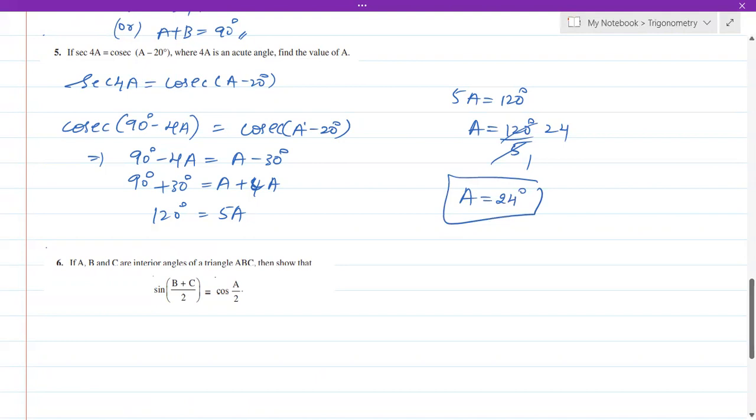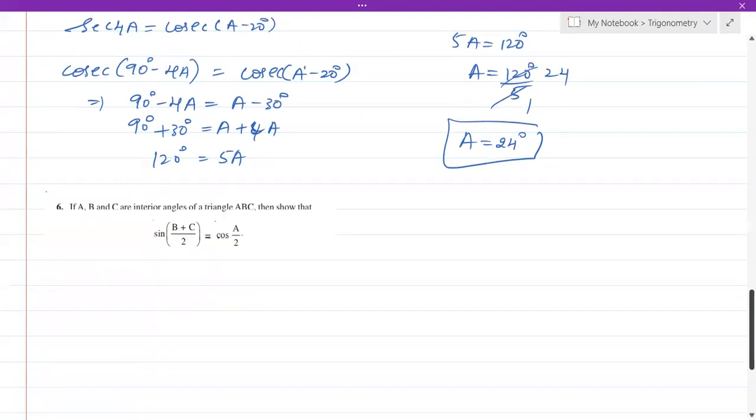So as you know, it's very simple. You have to make both the sides as same trigonometric ratios. Then you can equate the angles. Once you equate the angles, you will get the answer.